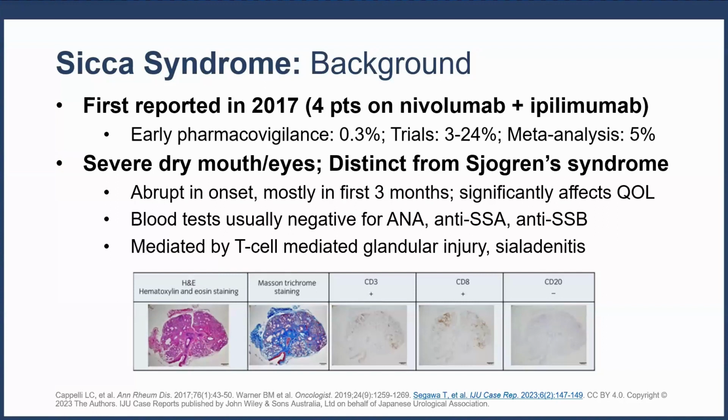And finally, sialadenitis. So this is inflammation of the salivary glands. And this is something that we see more commonly in Sicca syndrome. And I think it's important to look at this image on the bottom here, where you see staining that indicates more T cell presence in the salivary glands and not B cells. So there's CD20 negativity. And so there's no B cells in those glands that have been stained.